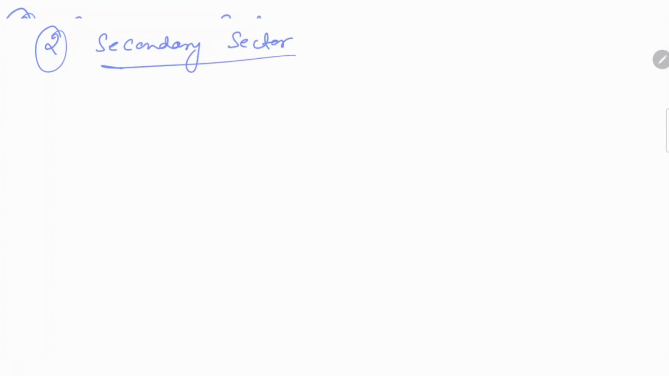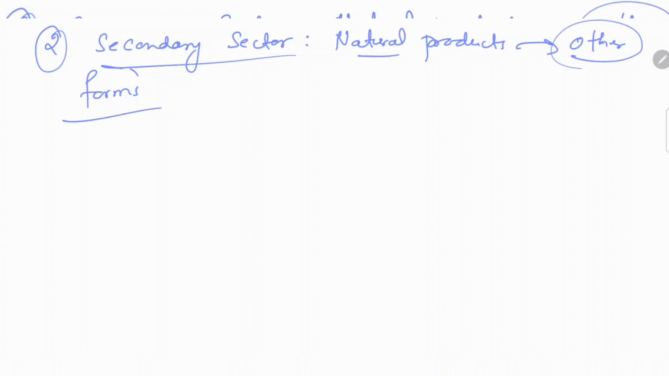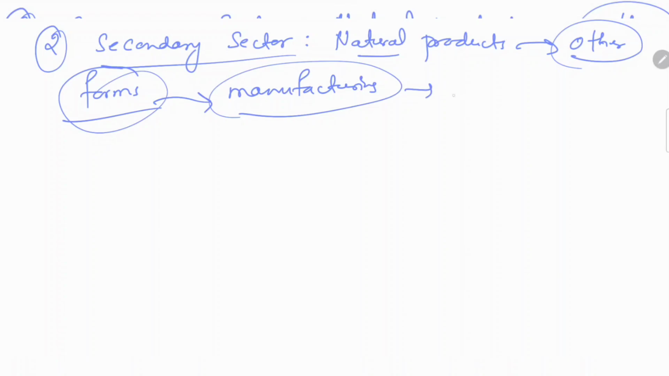Now let's look into the second category, which is called the secondary sector. Here in the secondary sector, the natural products from the primary activity will be converted into other forms. We get these other forms through manufacturing activities, and this manufacturing is done through various industrial activities.